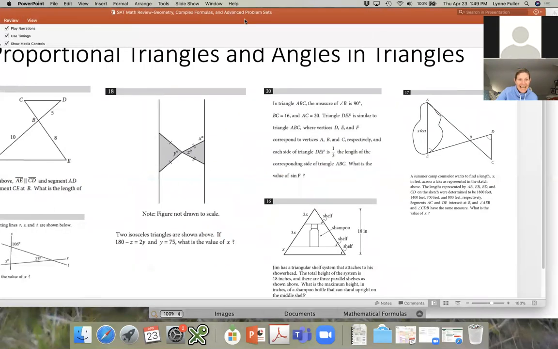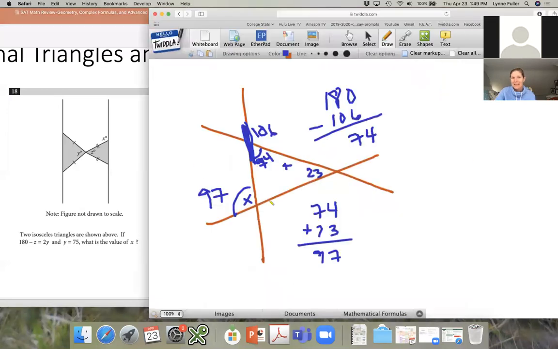I always feel like saying ta-da at the end of that because it's magic, right? The exterior angle is equal to the sum of the interior two.